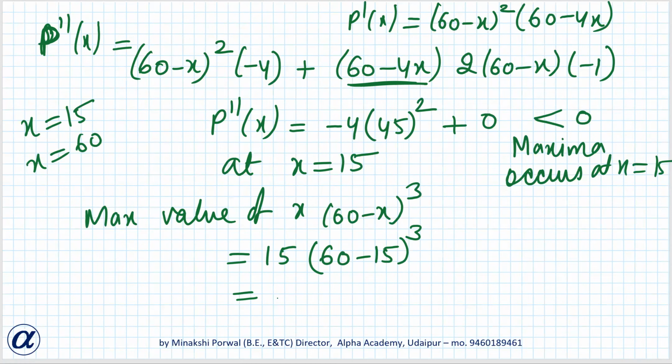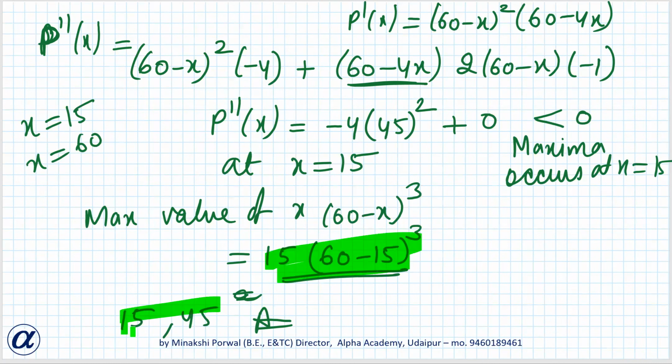We have to just find the numbers. Actually we don't even have to find the product, only the two positive numbers. So the numbers are 15 and 45. These are the answers, and the maximum value is this. In case it is asked, we can solve this and write the answer. Otherwise the numbers are this. Question 15.